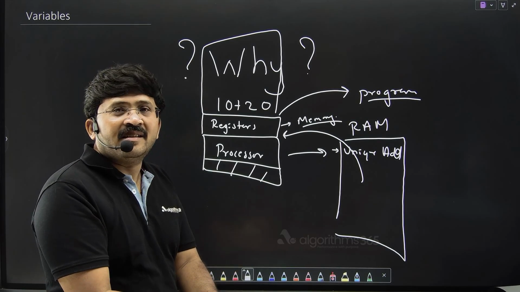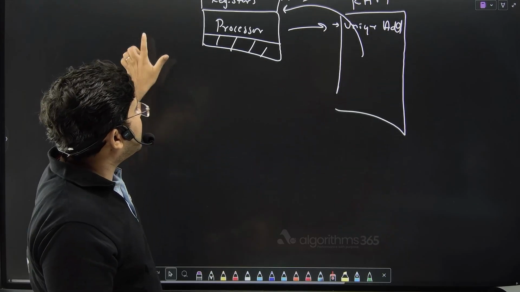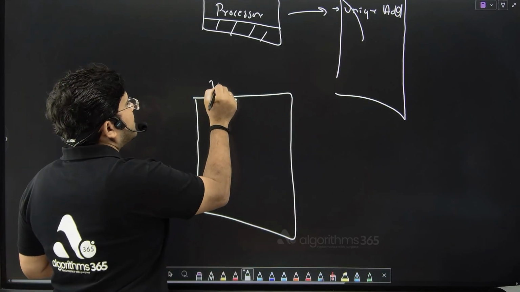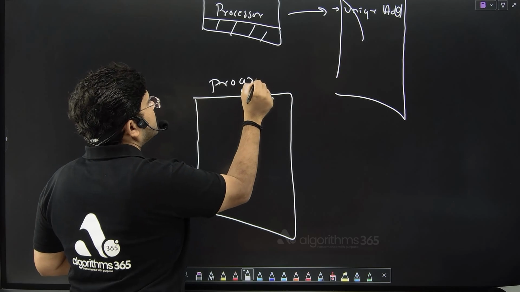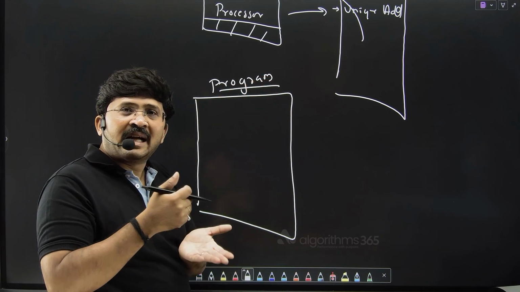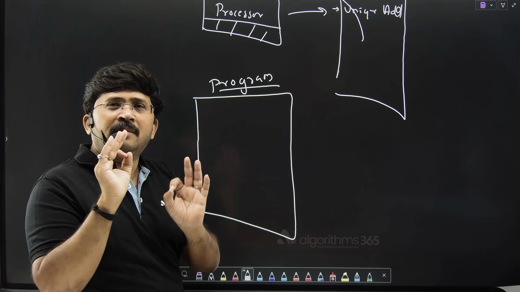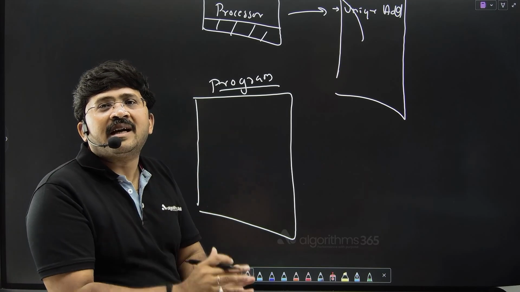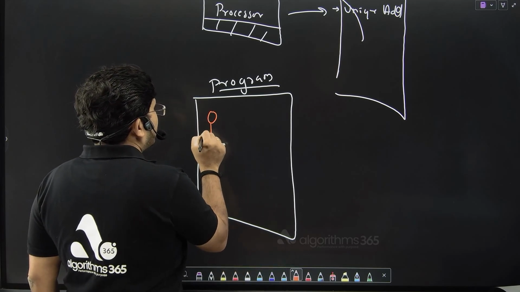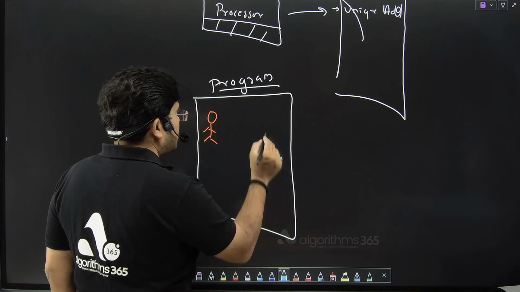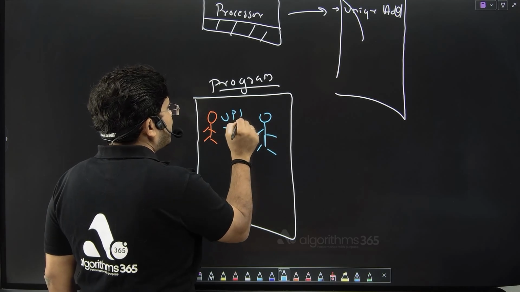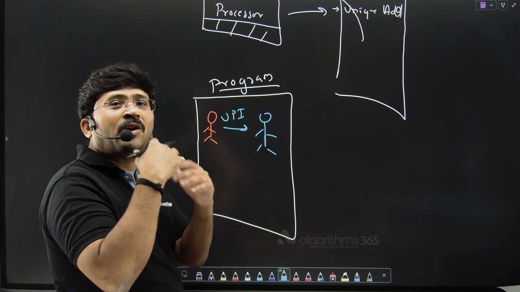The second thing is, when you're running your program, you need to take the user input. When you're running the program, you need to take the user input and then run your code. The best example is your UPI app. Let's say person one wants to transfer money to person two through UPI. What if in the UPI app they have not used variables?